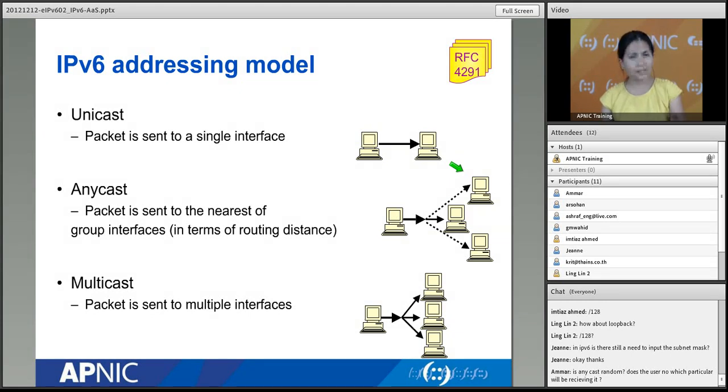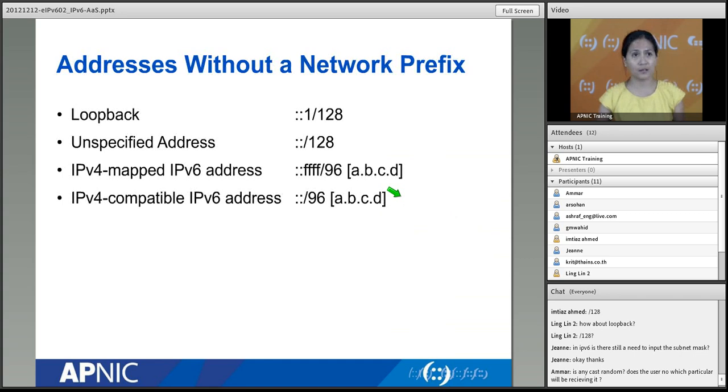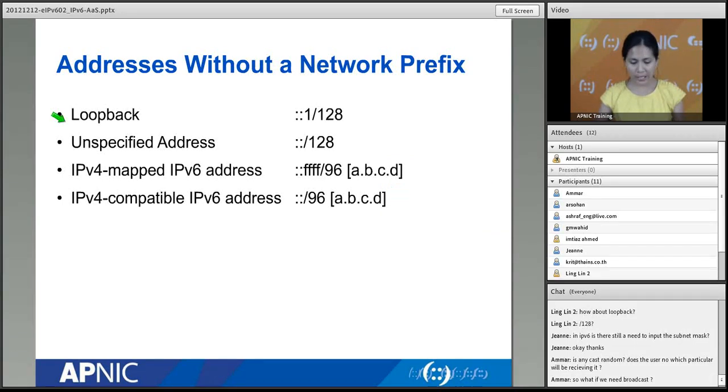So all these three addressing models, okay with everyone? Is this clear? Is Anycast random? Does the user know which particular server will be receiving it? It has got something to do with routing, or with the routing protocol that's at work. Depending on that, whether distance, bandwidth, or hop counts, it all depends on that. How you set it up with your routing is how it's going to be sent to the one that is closest. Okay, Amar, so that answers your question, hopefully.